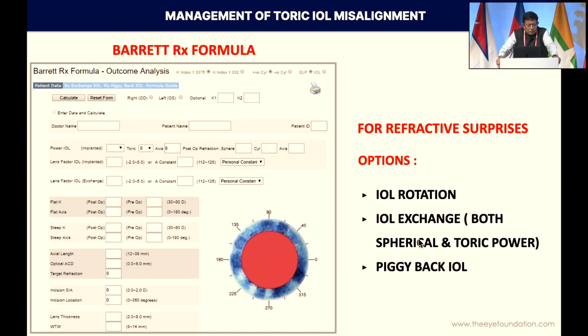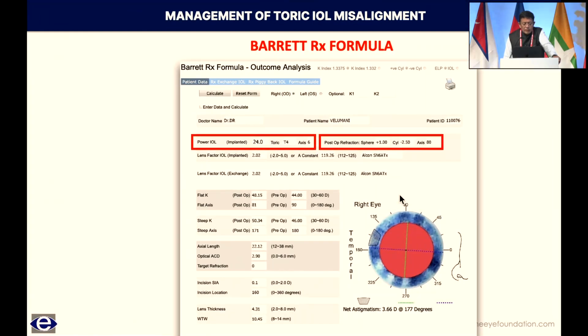Of course, astigmatismfix.com as well as the Barrett RX formula can be used in case you have experienced a rotation of these lenses. Usually, unless it's a gross rotation which has been noted on the first post-operative day itself, I wait for a couple of weeks for the capsule to fibrose a bit before taking up these patients for rotation. My favorite formula for this is the Barrett RX formula, which is available on the web, both at the ASCRS and APACRS websites. This tells you what exactly is going to work, whether it's IOL rotation, IOL exchange, or piggyback lenses that are needed.